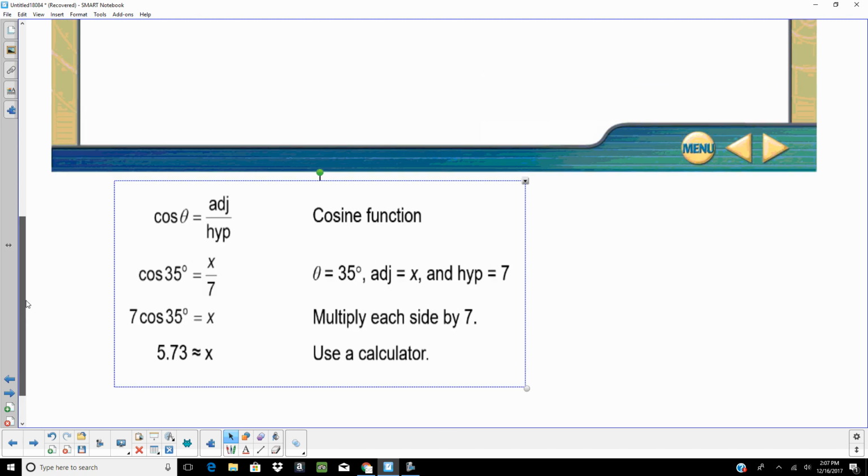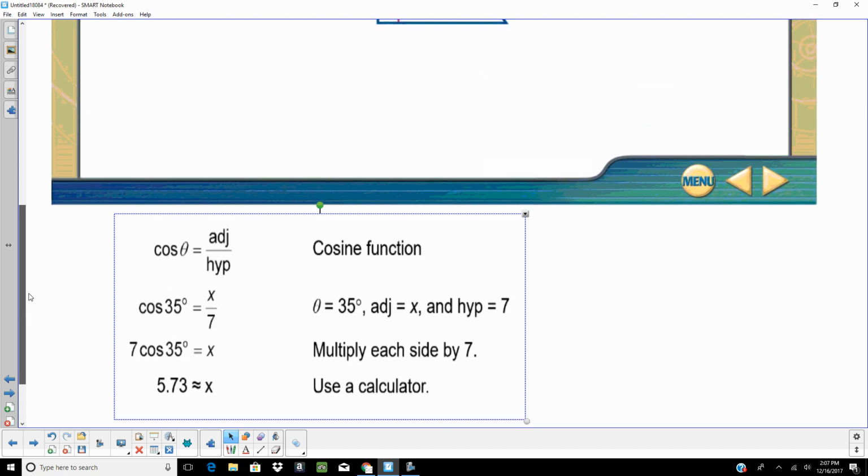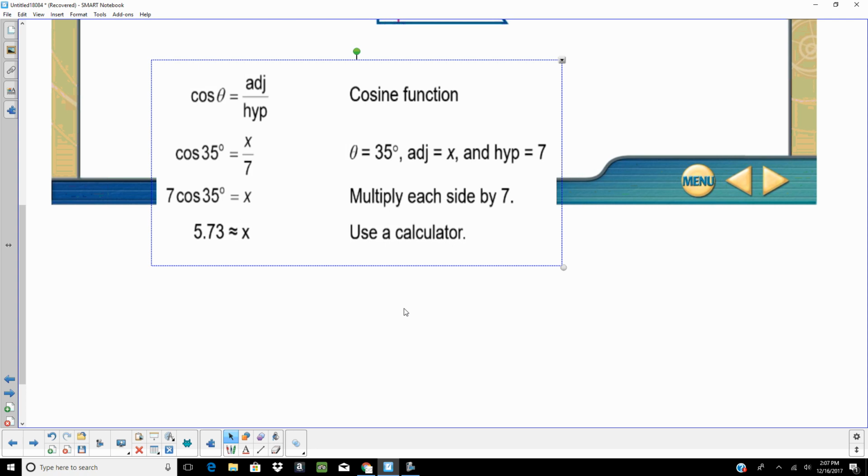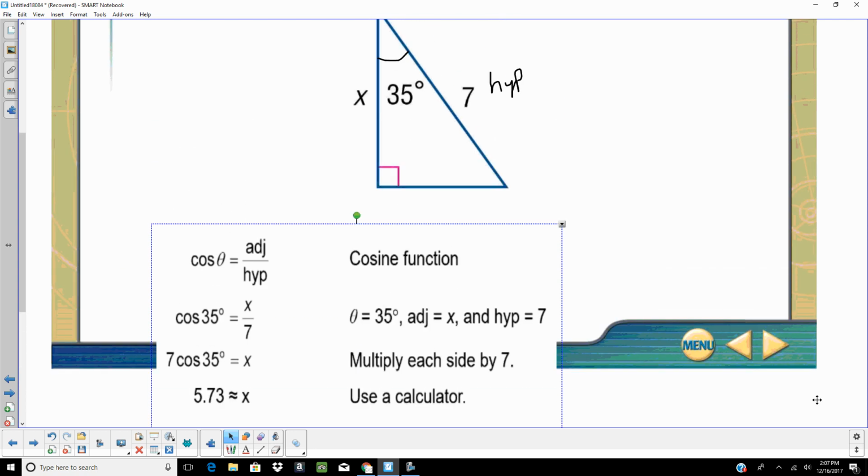Because I know the adjacent and the hypotenuse, I'm going to go ahead and move that up a little so we can see the triangle at the same time. I'm going to go ahead and use that as my ratio. The cosine of 35 is going to equal x over 7, because my theta is 35 degrees, my adjacent is x, and my hypotenuse is 7. I'm going to go ahead and solve for x, so I'm just going to multiply both sides by 7.